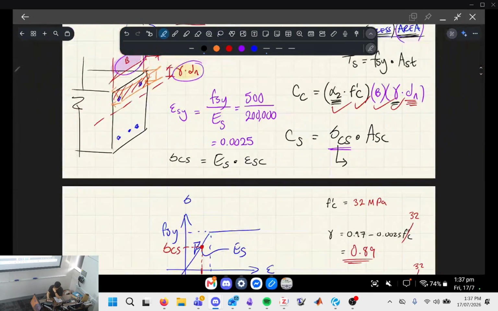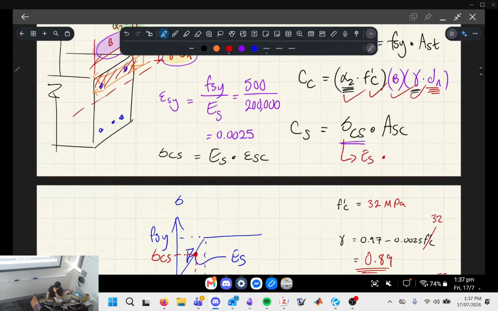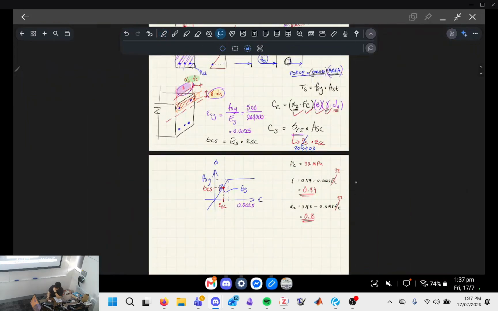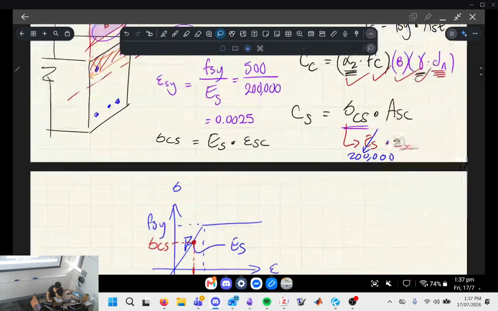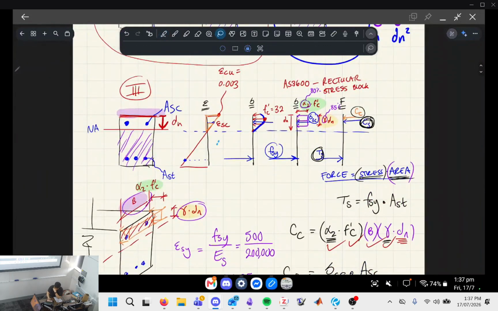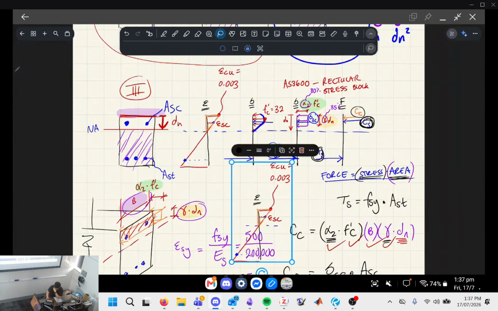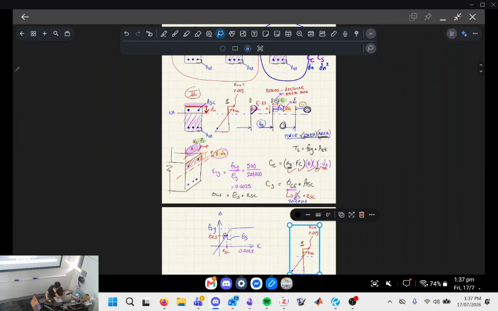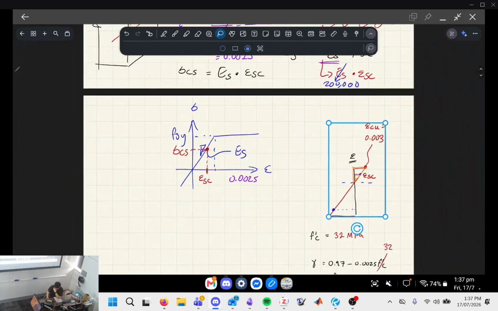So this now just becomes ES times epsilon SC, all right? And we know what this is. Now the difficult part is trying to find this now. So bear with me, guys. I'll give you a break after this. I know we haven't done any actual questions, but I'll give you a break because your brain probably hurts. So just stay with me, all right?